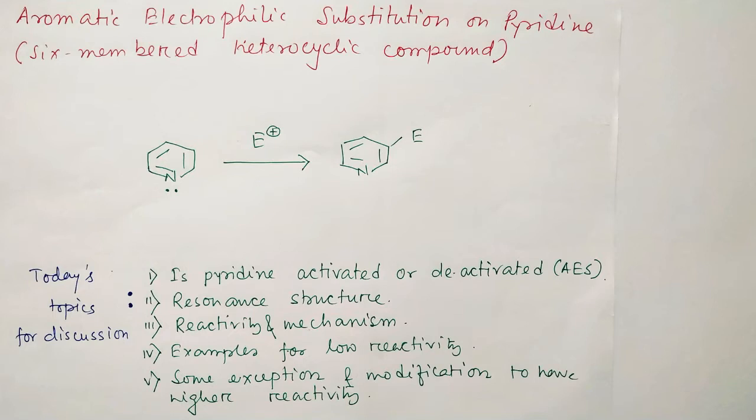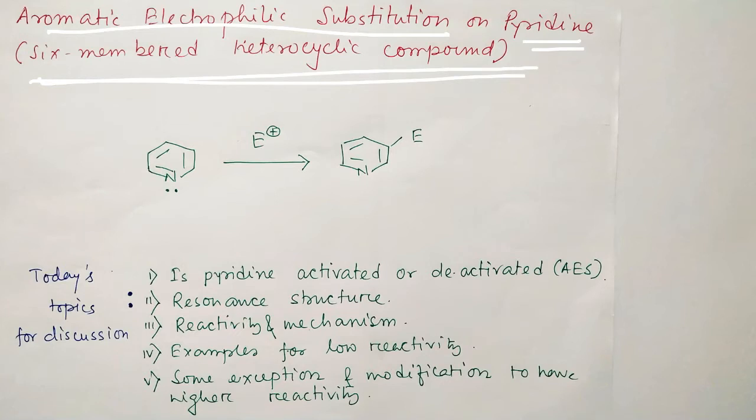So let's discuss today about an interesting topic, that is aromatic electrophilic substitution or AES reaction on pyridine, which is a six-member heterocyclic compound. By the way, pyridine by nature is electron deficient and deactivated substrate. So today we will learn how to functionalize this deactivated substrate with different electrophiles and get the selectivity of the product, actually mainly the meta product.